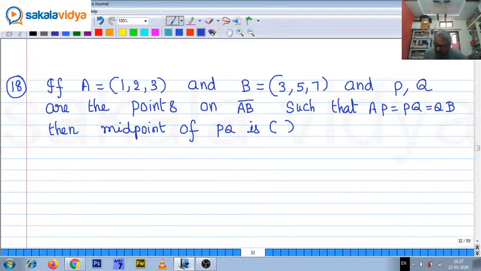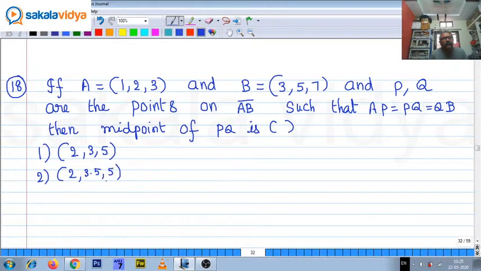Yes, Kapil, I could recognize. Right. First option: 2, 3, 5. Second option: 2, 3.5, 5. 3.5 means that is 7 by 2. Third option: 2, 4, 5. Fourth option: 4, 7, 10.